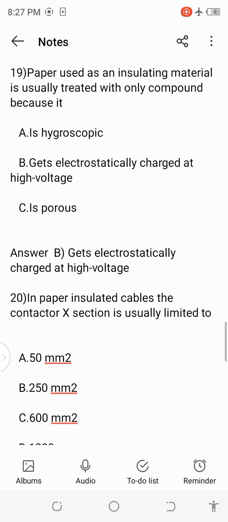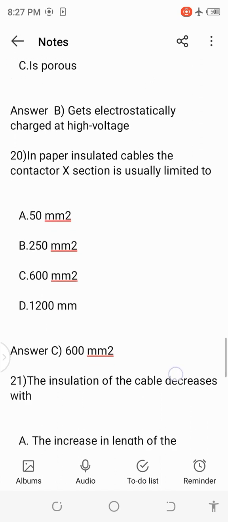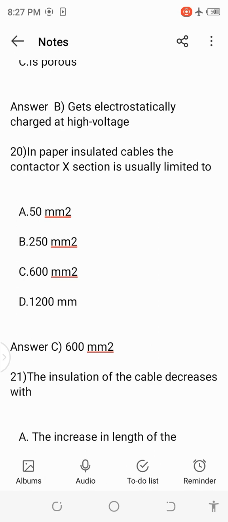20. In paper insulated cables the conductor cross section is usually limited to: A. 0.50 mm². B. 0.250 mm². C. 0.600 mm². D. 0.1200 mm². Answer: C. 600 mm².